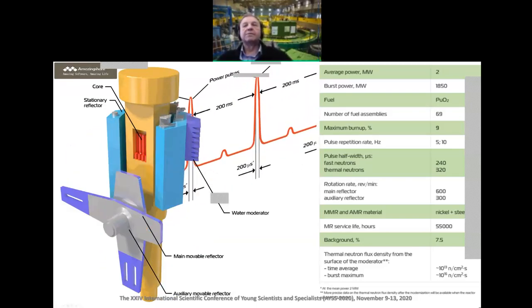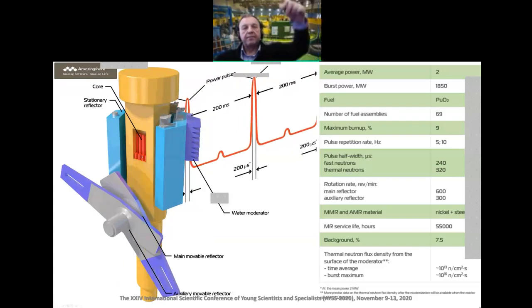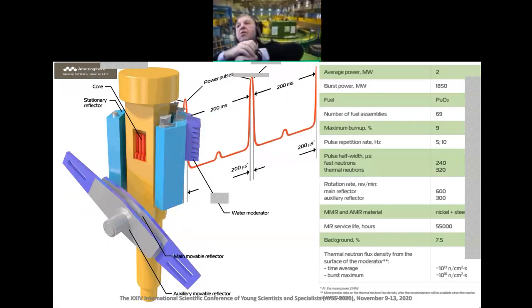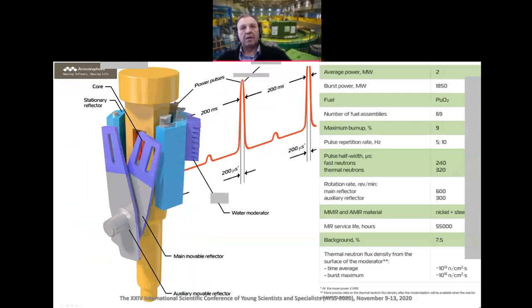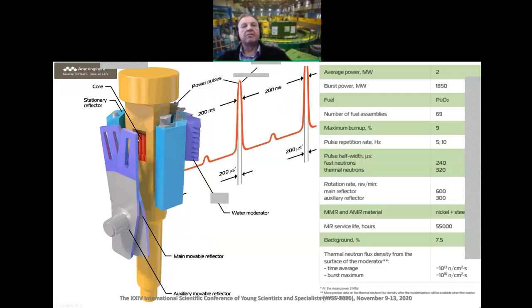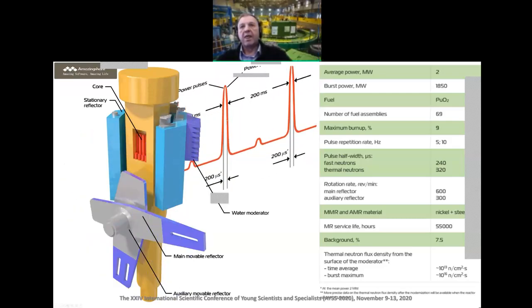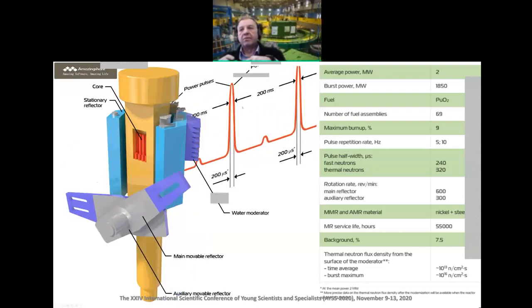And we have the exponential increase of the fissions in the reactor core, and we have an exponential increase of the neutrons emitting from the surface of the reactor. We have production of this extremely powerful neutron pulse from our reactor.